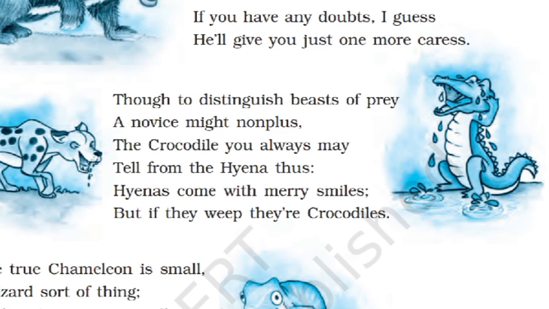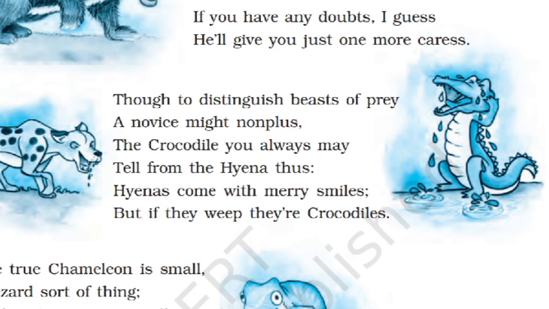The poet is saying that the crocodile you always may tell from the hyena thus. Why? Because hyenas come with merry smiles. Here is the identification. But if they weep, they are crocodiles. Now how will you identify this? In this stanza, the poet says that if one is new to the job of identifying wild animals, if you do not know how to identify an animal, here I am giving you the idea. It will be like a puzzle to identify animals who hunt other animals for their food. I hope you know about hyenas because they hunt others. So the poet helps us by giving such minute details, especially between these two animals, hyena and crocodile.